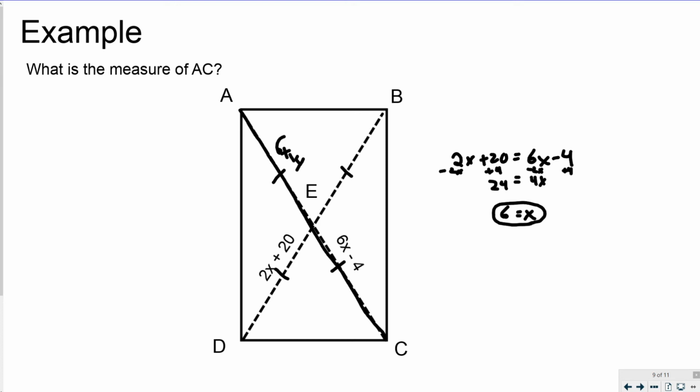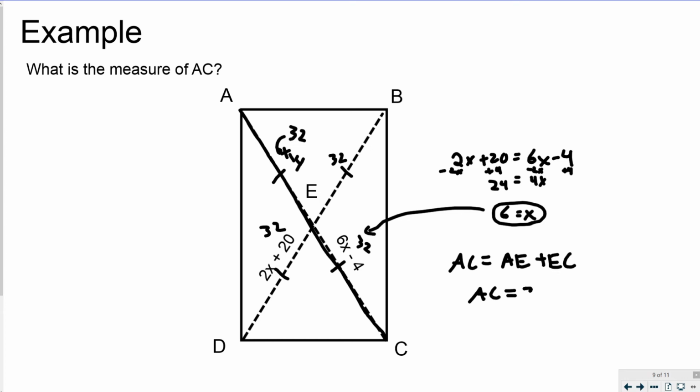So then if I know that x equals 6, I can plug it into the equation here. 6 times 6 is 36, minus 4 is 32, which means this length up here is also 32, and so is this one, and so is this one. And then AC is equal to AE and EC combined. So AC is equal to 32 plus 32, or it's equal to 64.